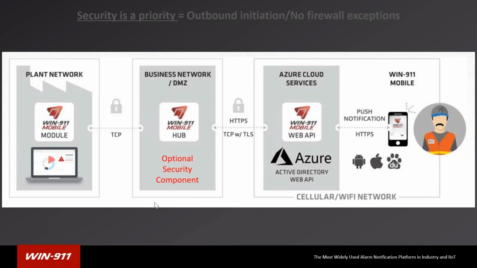And then from there, you have the Azure Cloud Services, which is what we call the Win911 Mobile Web API. And we use Azure Active Directory Web API to ensure that you are who you are, right? So Microsoft Azure actually keeps track of your name, phone number, contact information, and that's how we verify that you are the person that you have set up to put your information and be able to send the alarm from your plant network to your business network directly to your cloud services, and then that into your phone.